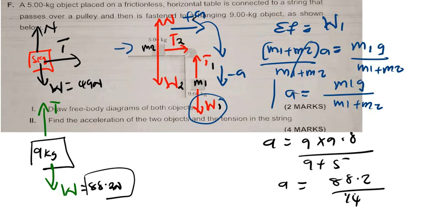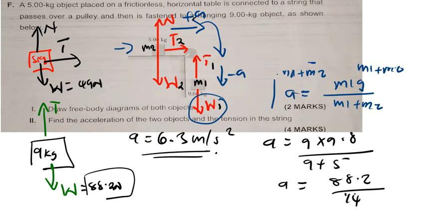So we have 88.2 divided by 14. What answer are we going to get? That is 6.3. Acceleration is 6.3 meters per second squared. This is the acceleration that we have. I'm going to put it here.